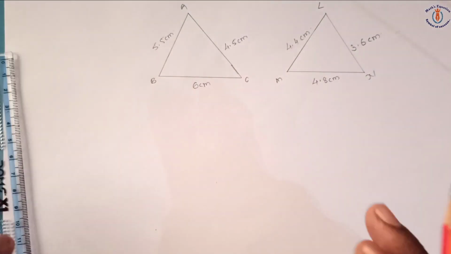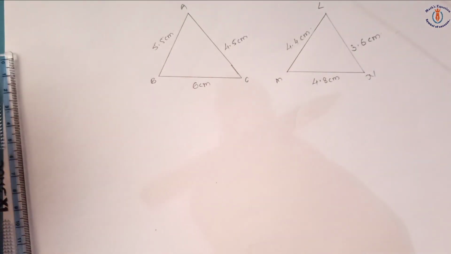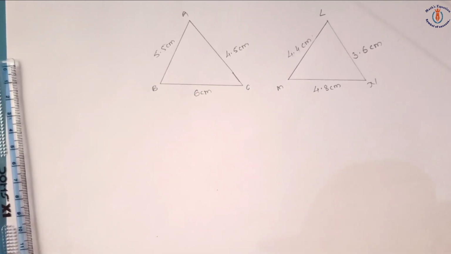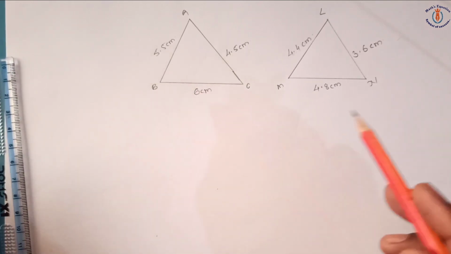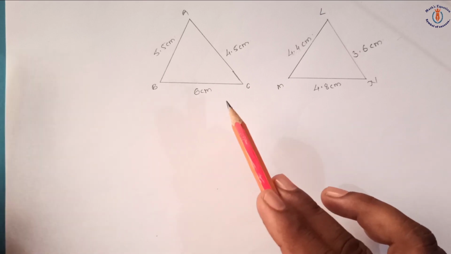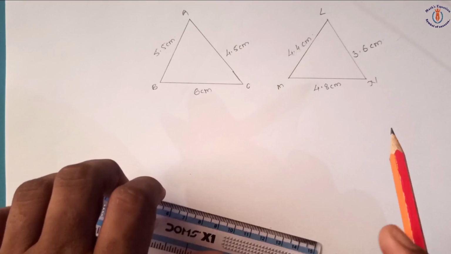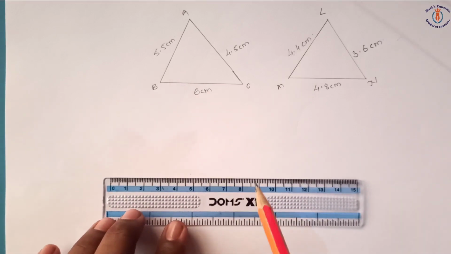Okay, so these are the rough figures of triangle ABC and triangle LMN. Let's construct both triangles here. How much is BC? BC is 6 centimeter. So let's draw that 6 centimeter first.